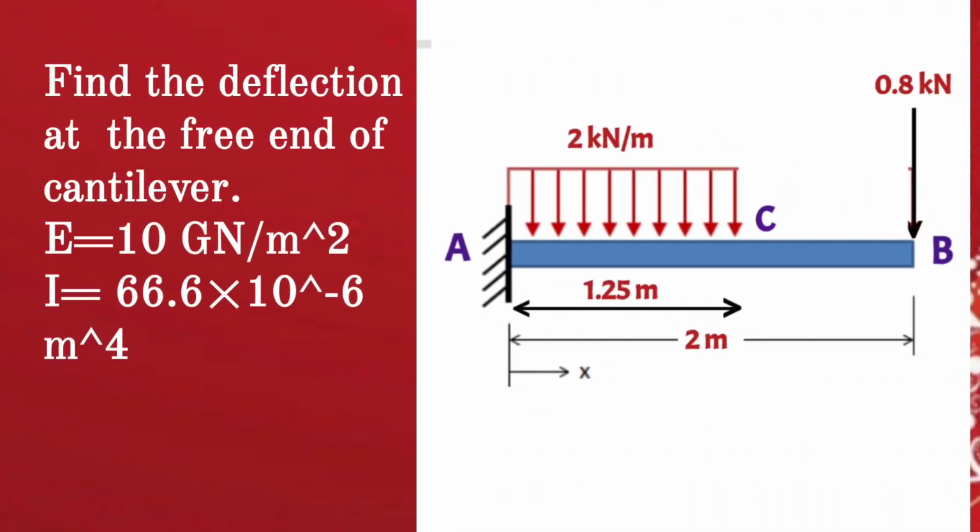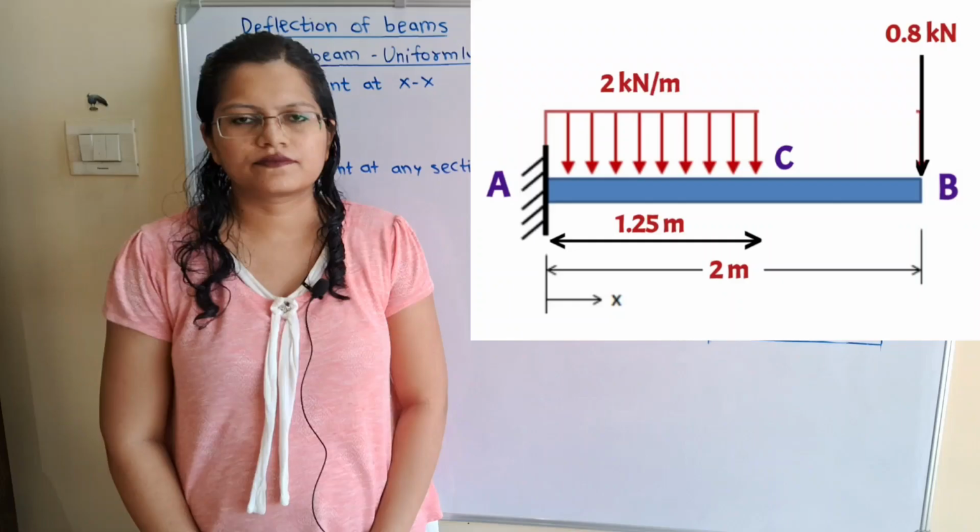Given question, find the deflection at the free end of the cantilever. Take E is equal to 10 giganewton per meter square and I is equal to 66.6 into 10 raised to minus 6 meter raised to 4.